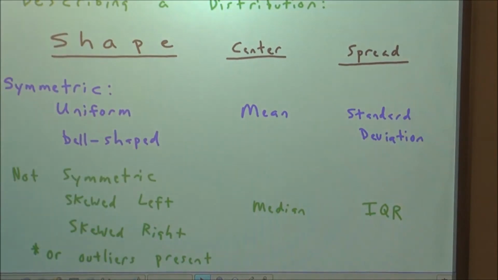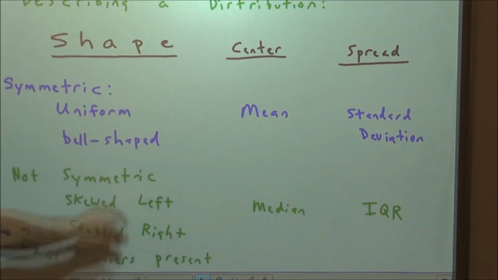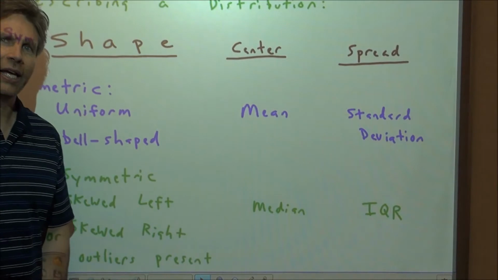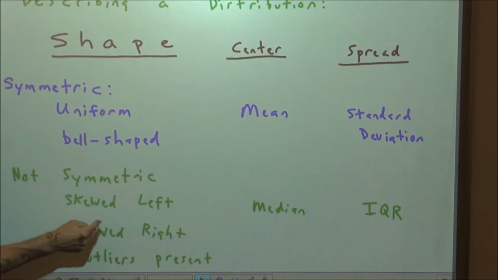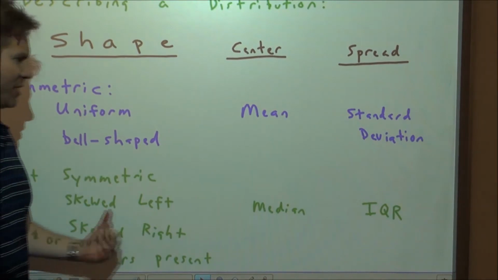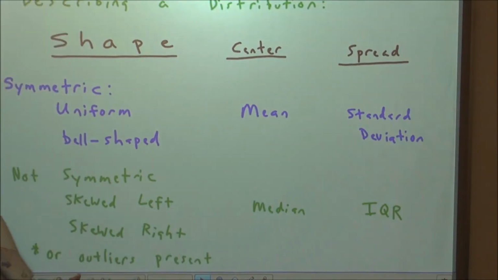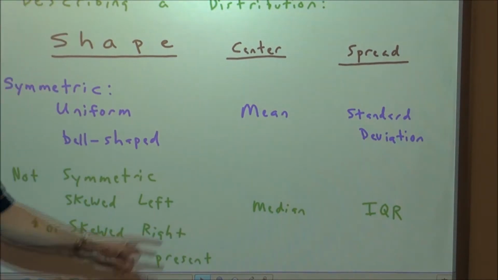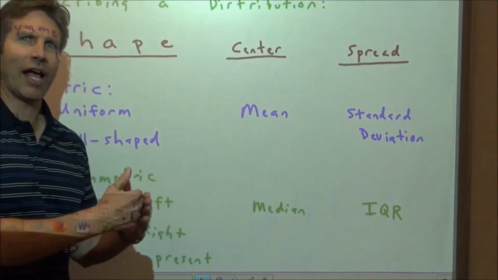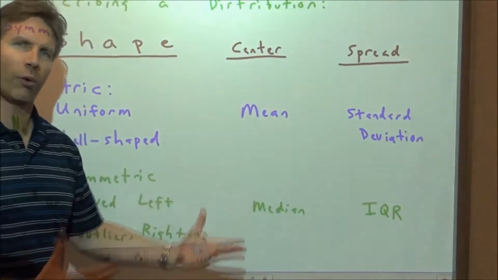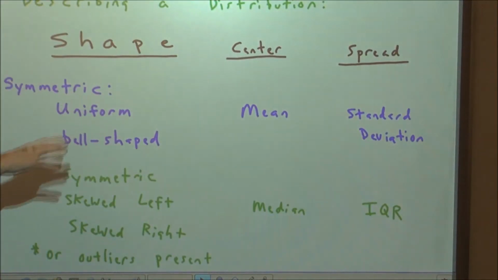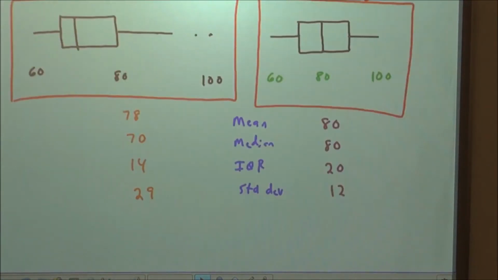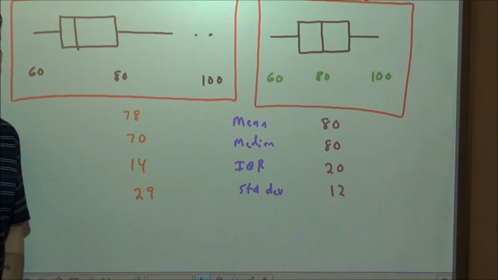So that's what you need to commit to memory, but understanding it is even better. You need to understand, why would we not report the mean and the standard deviation for a skewed distribution? It's simply because the mean and the standard deviation get affected drastically by extreme scores one way or the other. So it makes sense if you understand in addition to memorizing. Now let's see how this applies.